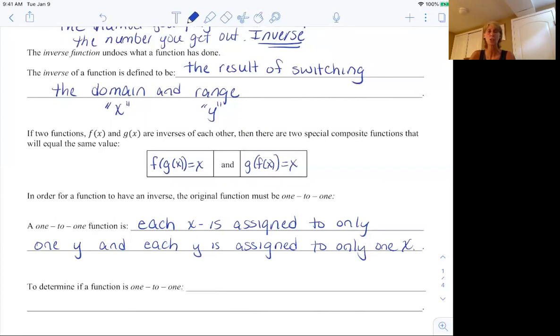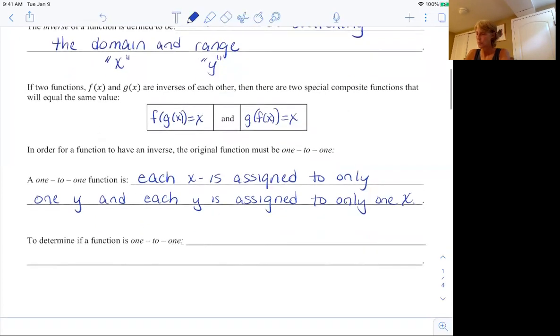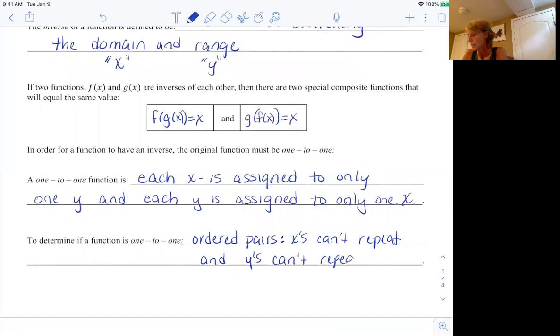To determine if a function is 1-to-1, we're going to have two different things we can do. Sometimes you will be asked to just strictly identify 1-to-1 by a set of ordered pairs, in which case x's can't repeat and y's can't repeat. So now it's like going one step more than seeing if something is a function. In a function, each x goes to only one y. But in a one-to-one function, we have to consider each y comes from only one x.